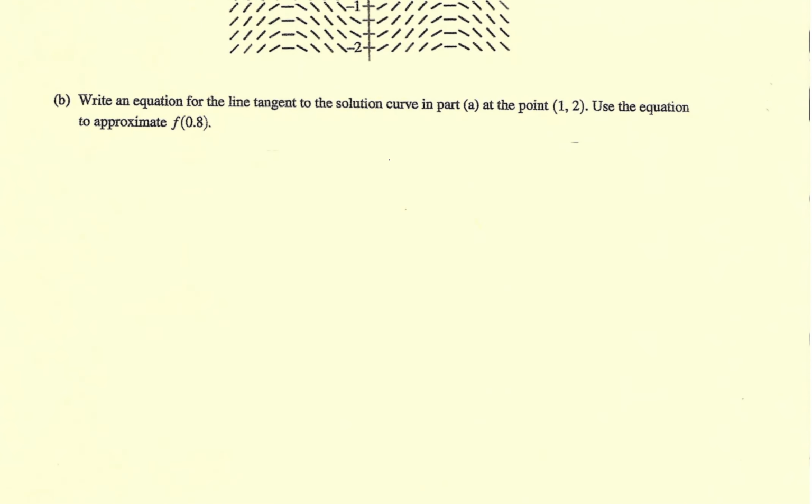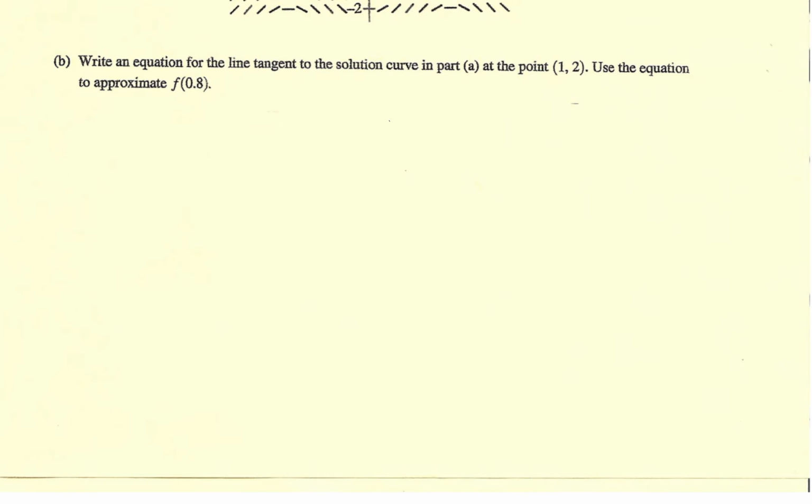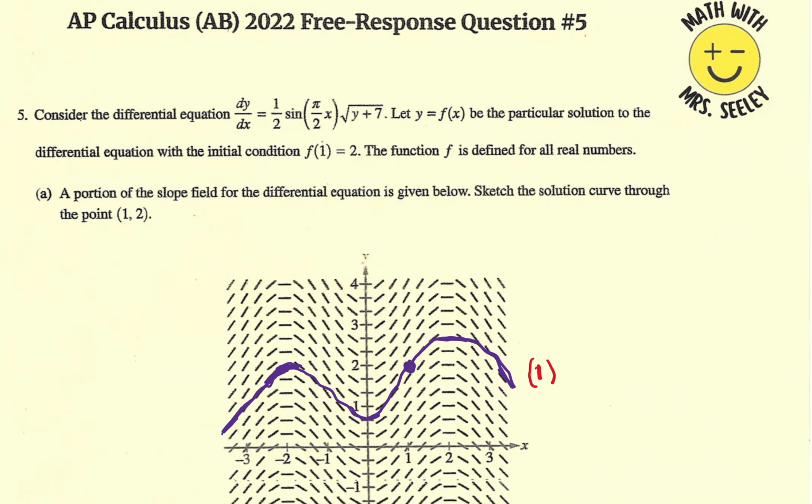B part says to write the equation for the line tangent to the solution curve at that point. And after we do that, we're going to approximate f of 0.8. Recall that if you're going to write the equation of a tangent line, you need your formula y minus y sub 1 equals m times x minus x sub 1. We know the point is (1, 2), which is the x and y that we need in our formula. But the other thing we need is the slope. Now remember, slope is the derivative of the tangent line, and they gave us that right here. This is the derivative, so that's how you're going to get the slope for your line.